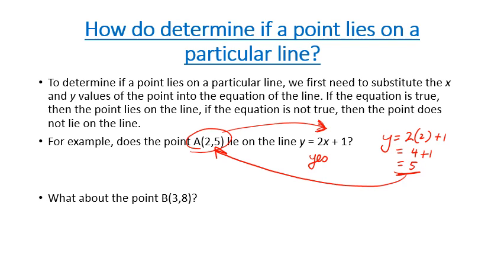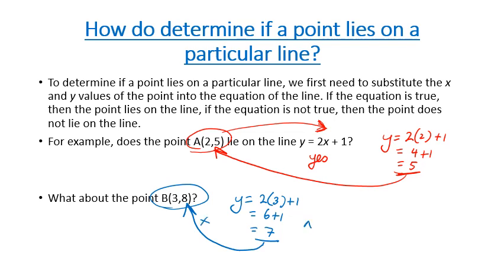Another example, we're going to try the point B, which is 3, 8. We would say y, again, equals 2x plus 1, or 2 times 3 plus 1. 2 times 3 is 6 plus 1. This equals 7. 7 is not the same as 8, so we would say, no, the point 3, 8 does not lie on the line y equals 2x plus 1.